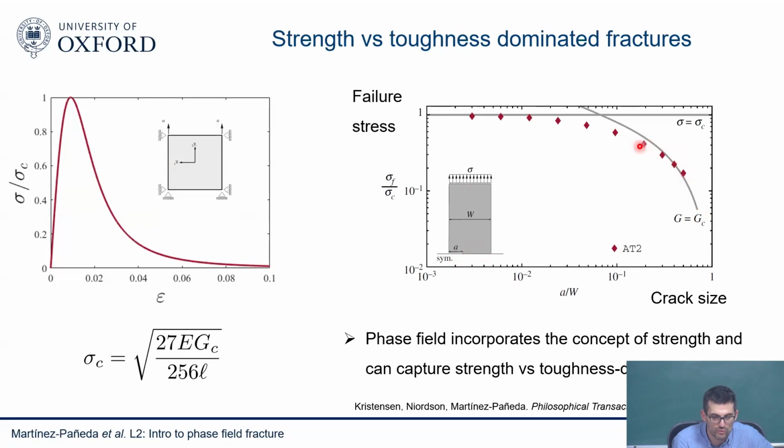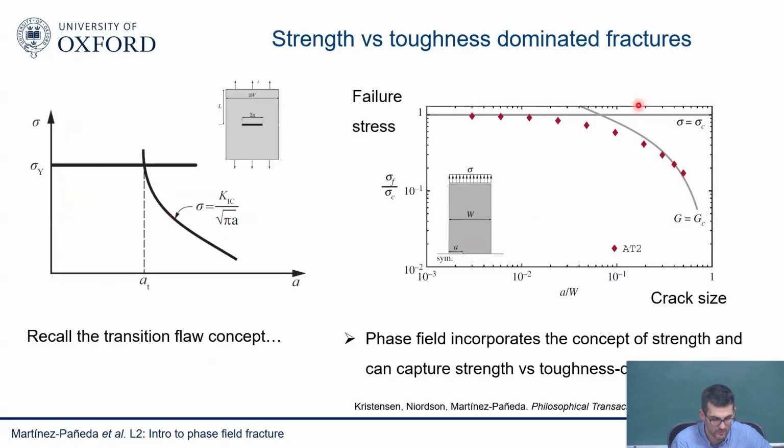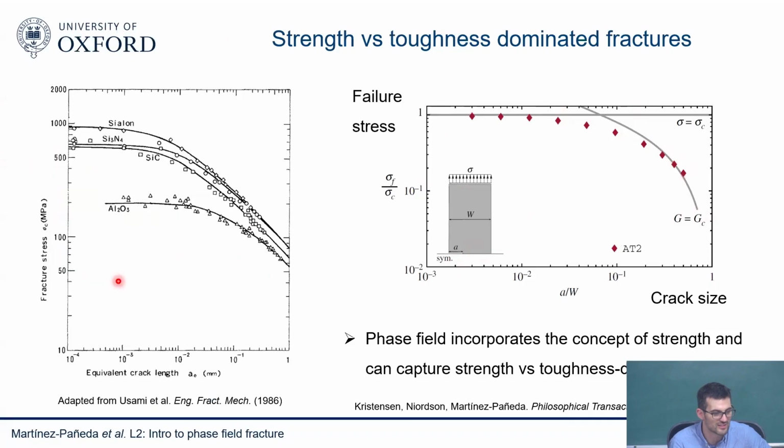But you can also smoothly transition towards toughness-dominated failures. And this is exactly what we discussed before, the transition flow concept. And this is exactly what you see in experiments. This is for various ceramics. You can see you go smoothly from these toughness-dominated failures to these strength-dominated failures.